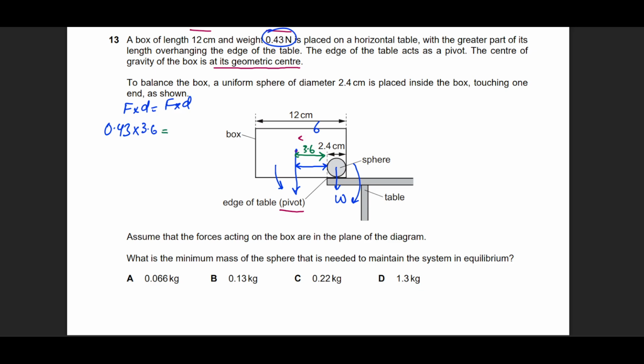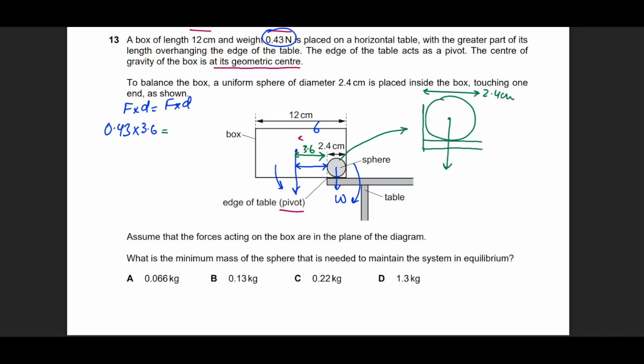Let's figure out the clockwise. So how far away is the sphere from the pivot? You see, this is the pivot. This is the table edge. And this is the sphere where it is placed. I'm just zooming it in. So this whole length or diameter is 2.4 centimeters.